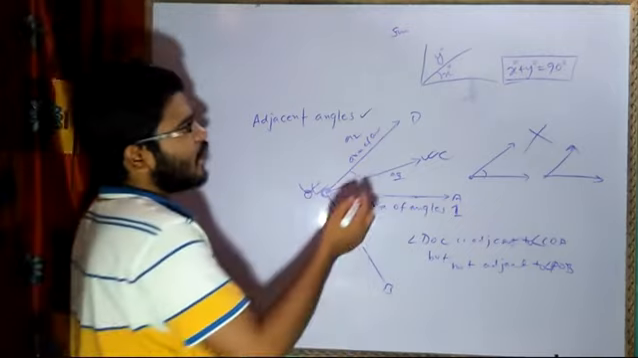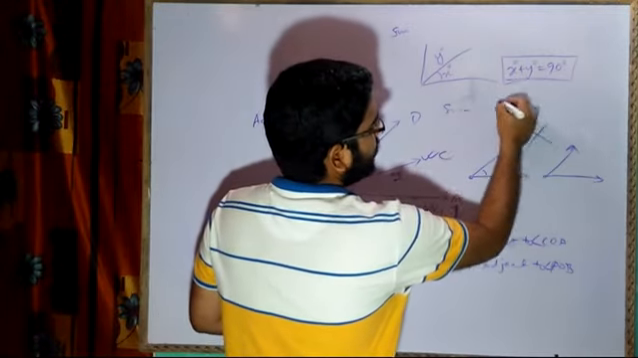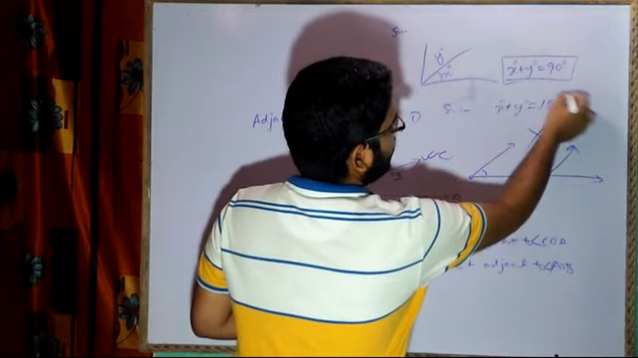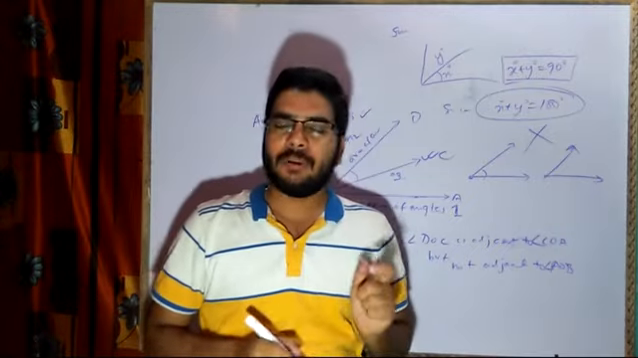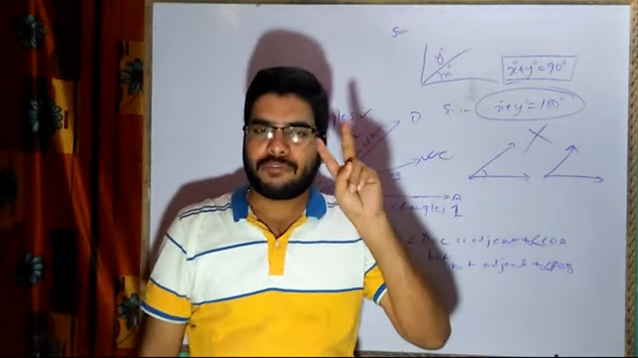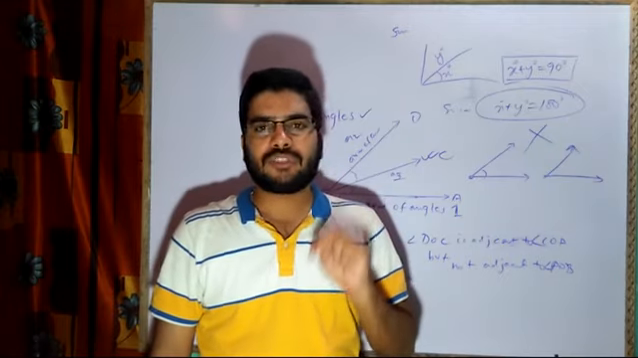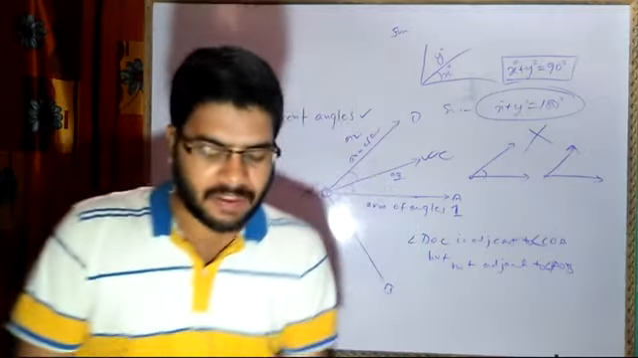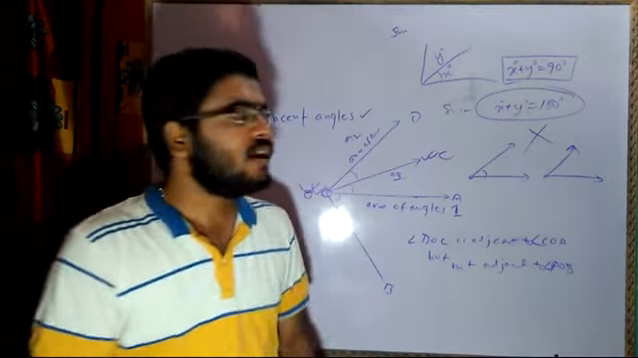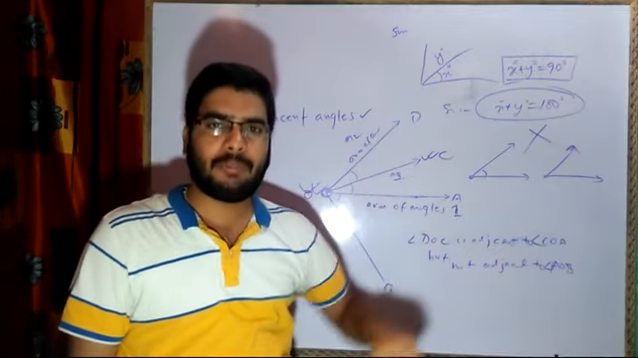In the same way, we have supplementary angles: if the sum of the two angles is equal to 180 degrees, then they are called supplementary angles. In the case of complementary, you have to see that the sum of two angles is equal to 90 degrees. In the case of supplementary, the sum of two angles should be equal to 180 degrees. If these conditions are satisfied, then those two angles will be called complementary or supplementary.